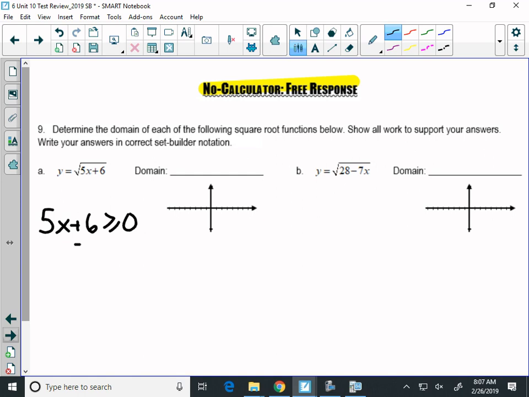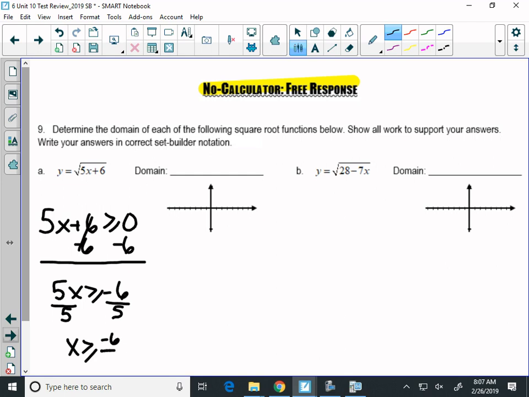I solve this by subtracting 6 from both sides. You have 5x is greater than or equal to negative 6, and then I'm going to divide by 5. That tells me that my domain is all the x's greater than or equal to negative 6 over 5. Now I'm going to write that in set builder notation, so we need the curly brackets, and our domain is all the x's such that x is greater than or equal to negative 6 over 5.